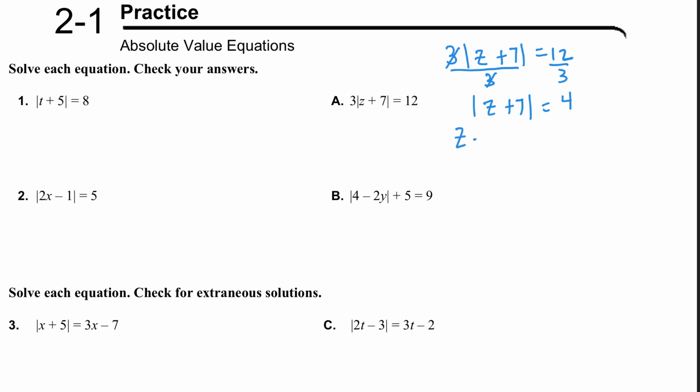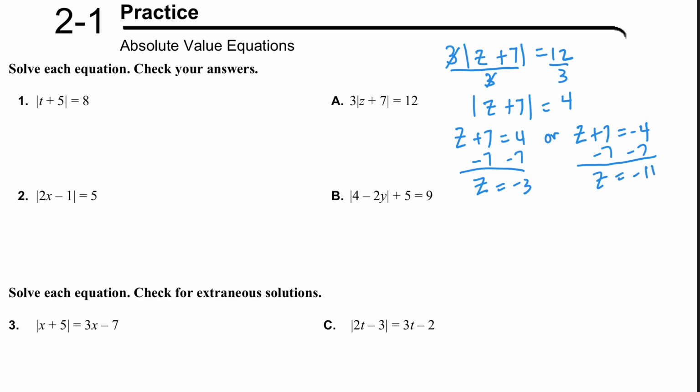So what are our two answers? We have z plus 7 equals 4, or z plus 7 equals -4. So now we're just going to go ahead and solve these one-step equations. We subtract 7 from both sides. So we have z is equal to -3. We subtract 7 from both sides. So we have z is equal to -11.